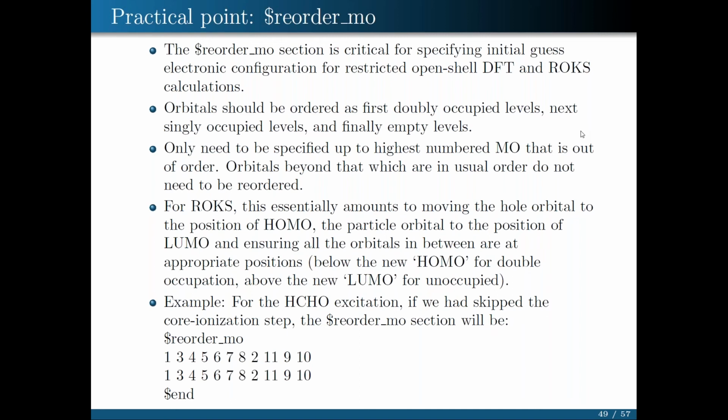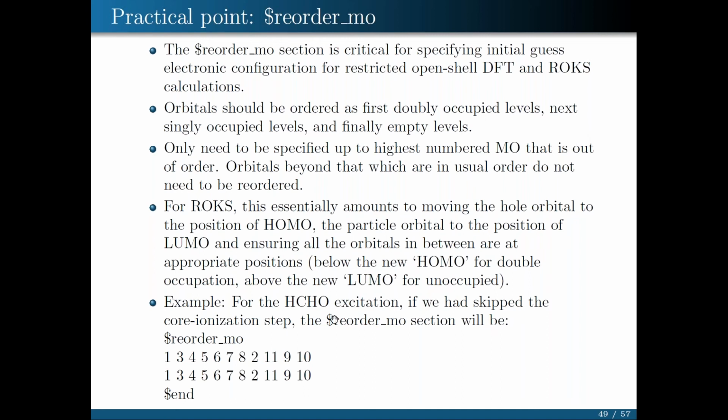Anything beyond that, which are in usual order, like 100, 101, 102, 103, don't need to be specified as long as there isn't a break in the pattern in that regime. For a ROKS calculation, basically, the whole point of reorder MO is to make sure that your hole is placed in the original position of the HOMO, and your particle is placed in the original position of the LUMO, and ensuring that all the orbitals in between are shifted into a position corresponding to their occupation, whether that's double or unoccupied.